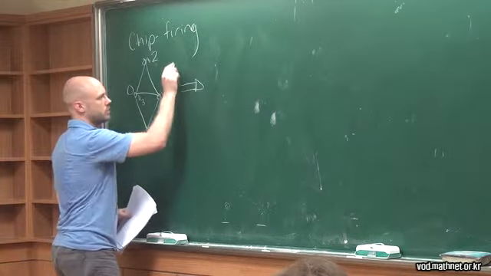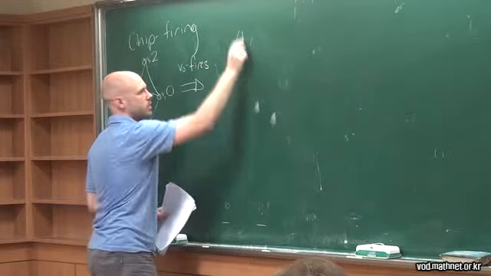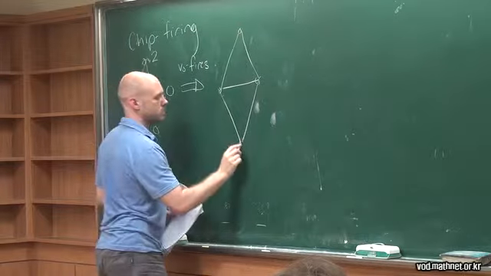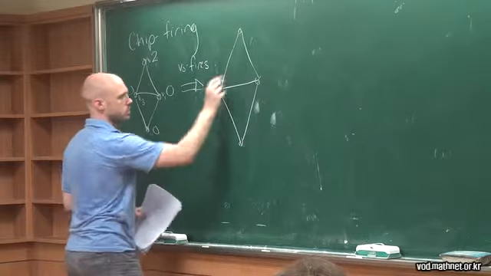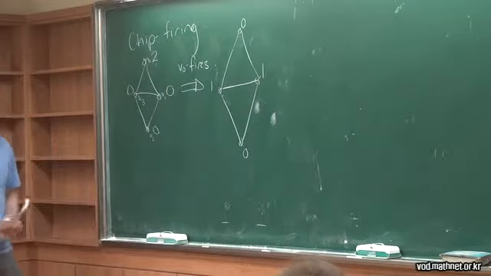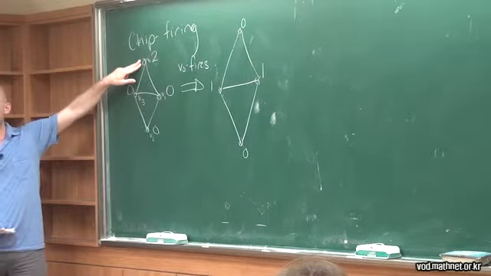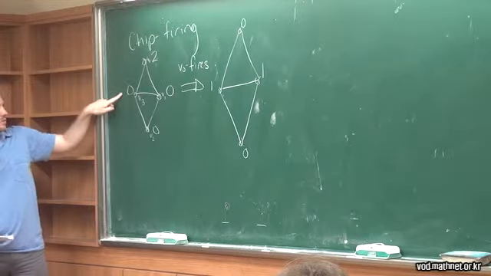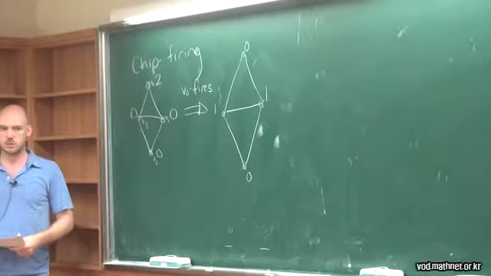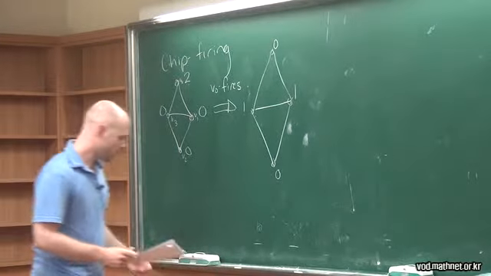So if we say V0 fires, then we get a new configuration which looks like this. Okay, is it clear? Previously V0 had 2 chips. He fired, he sent 1 chip to V3, 1 chip to V1, and lost 2 chips in the process. Okay, so that's the basic setup.